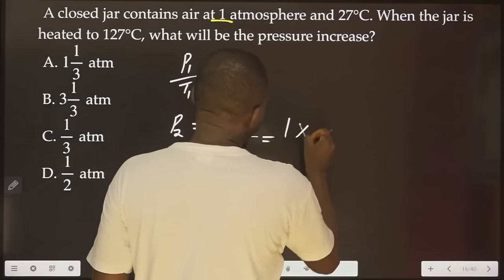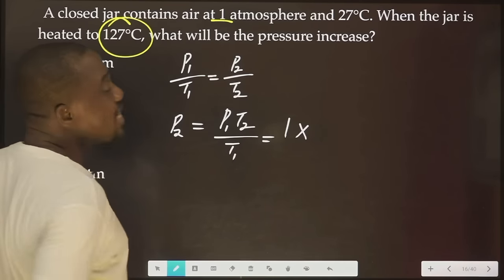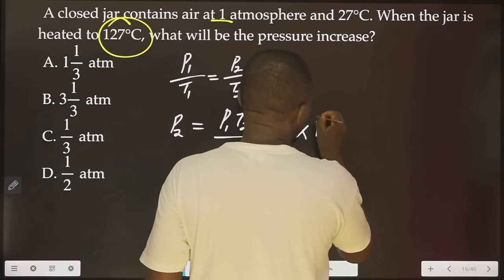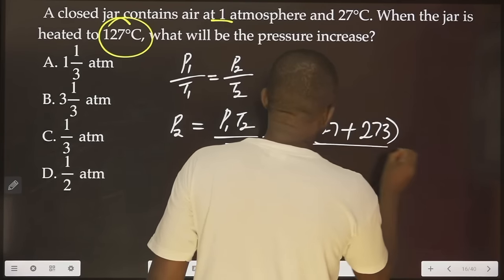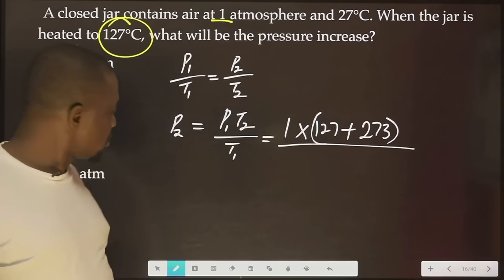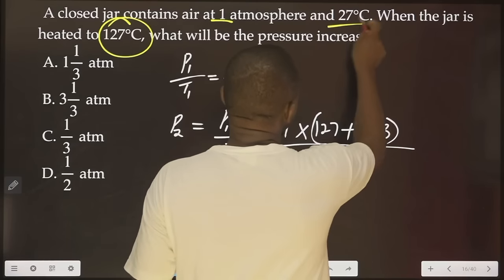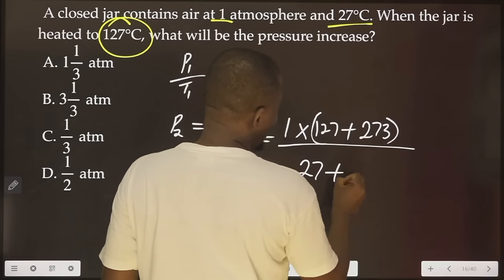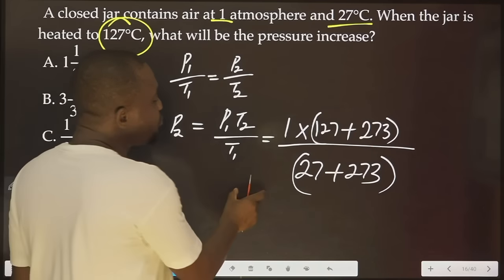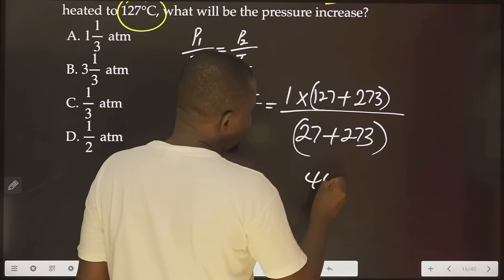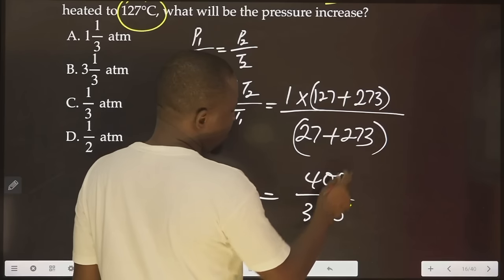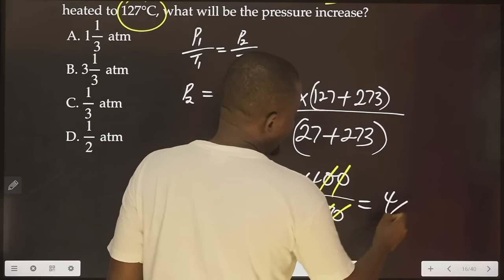That is 1 multiplied by T2. T2 is this. But this is in Celsius. We need to convert it to Kelvin by saying 127 plus 273 all over T1. This 273, we are using it to convert this Celsius to Kelvin. Then T1, as you can see in this place, is 27. So 27 now plus 273 as well to convert it to Kelvin. So all we have to do now, this one is 400. This is simply 300. This one is already out. So this is 4 over 3, okay?